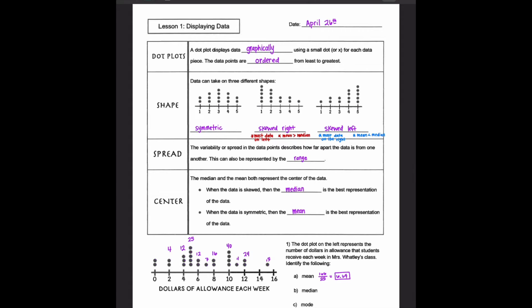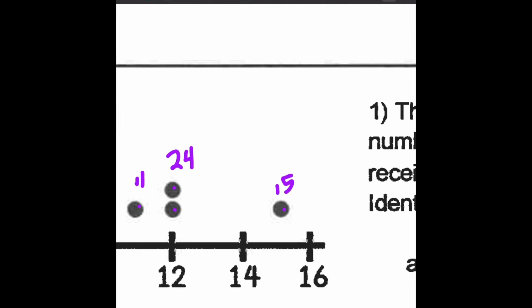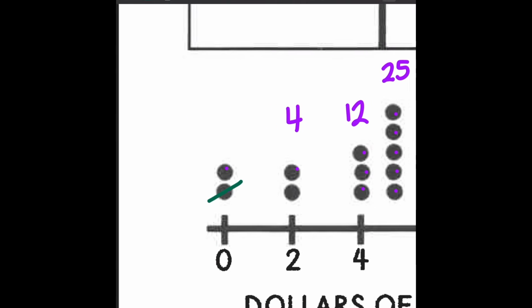Okay, as you remember, the median is the very center of all of the data. So we're just going to work our way towards the center by crossing off data points from each side until we get to the center. Okay, so I'm going to start by crossing off this 0 right here, and I'm going to cross off this 15 right here. Now I'm going to go back.